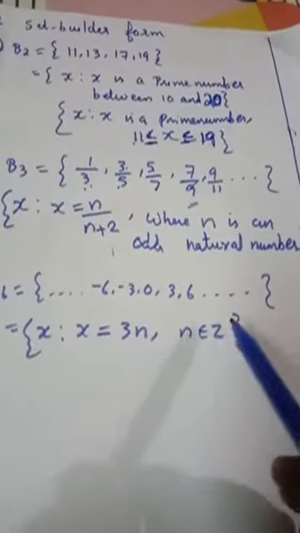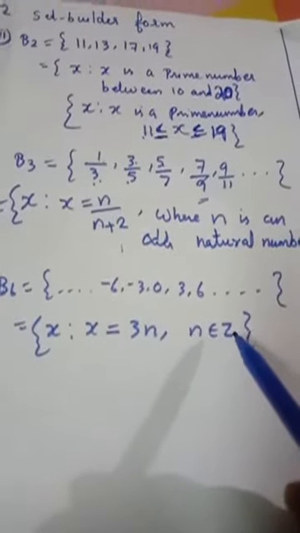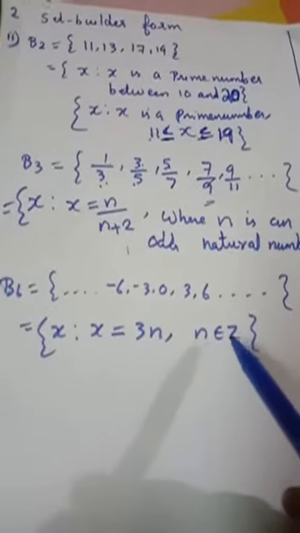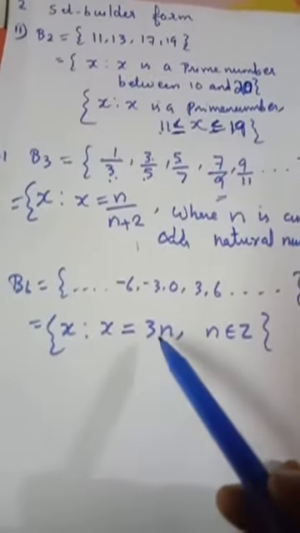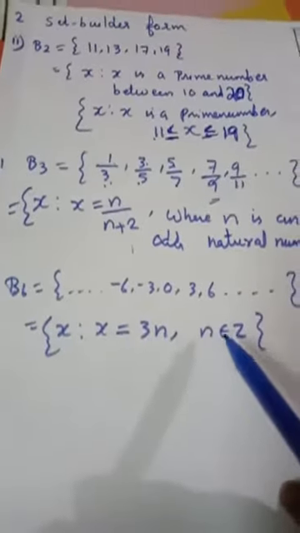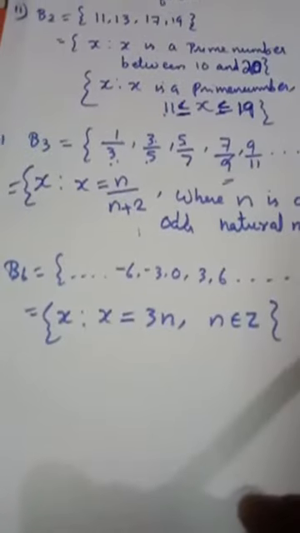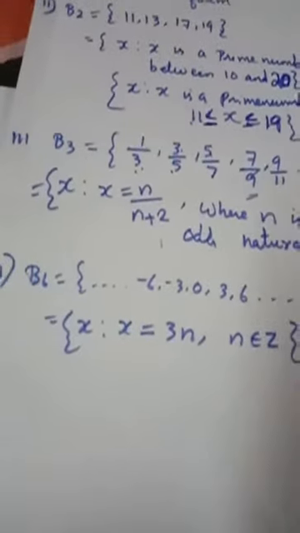So the value of n is in Z. n belongs to Z, or n is an element of Z. Z means the set of integers, you know. Integers means negative numbers, 0, and positive numbers. Okay, so x such that x is equal to 3n, n belongs to Z. Z means the set of integers.